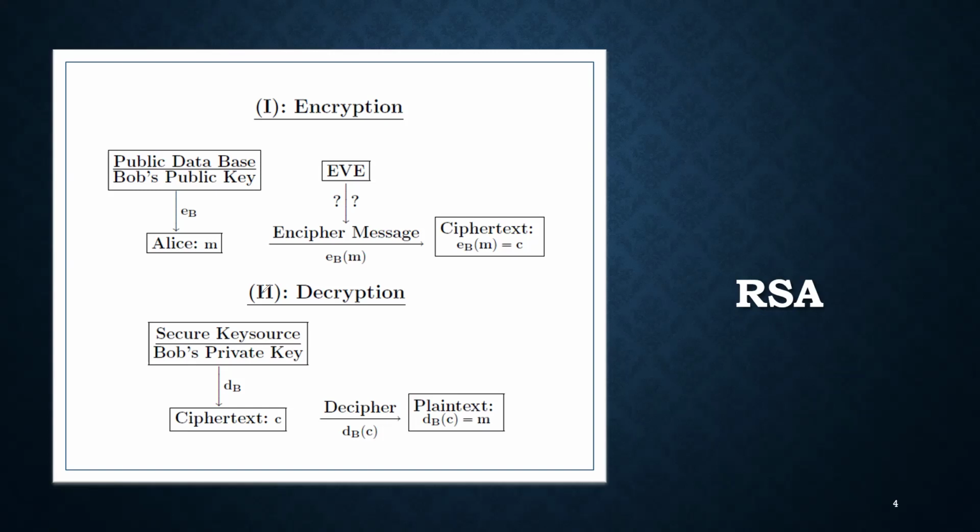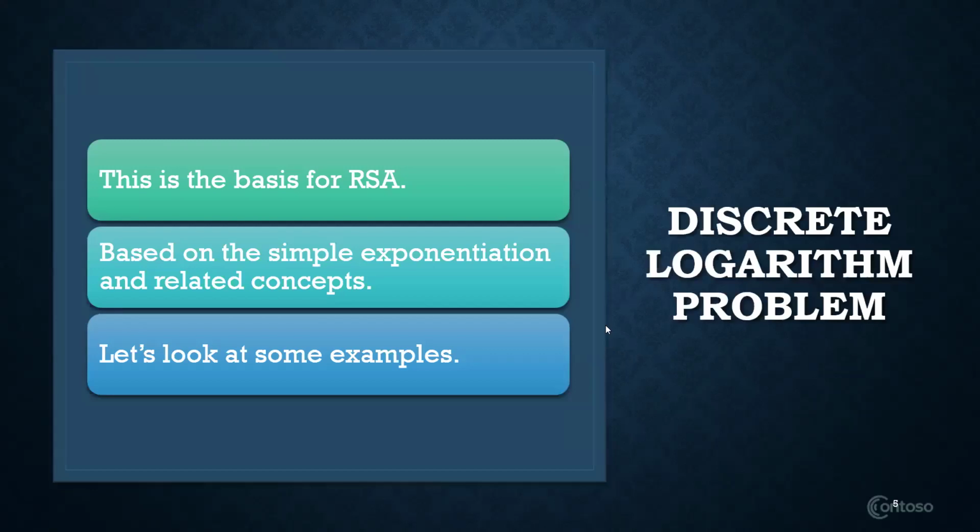But this is how our public key encryption is going to work. It's also based on a critical concept called the discrete logarithm problem. The discrete logarithm problem is based on simple exponents and solving exponential or logarithmic problems. To see that, let's look at some examples.